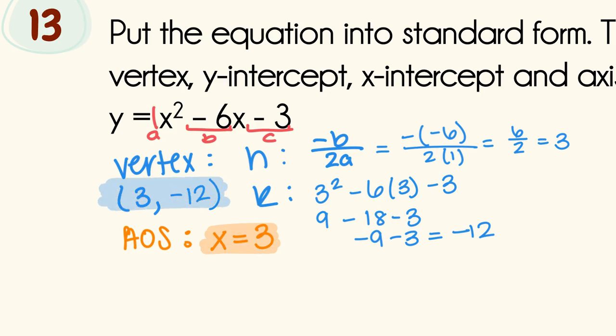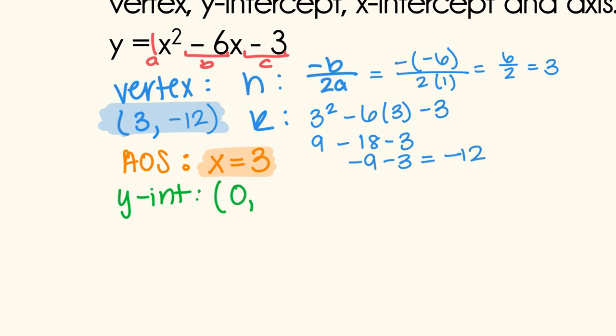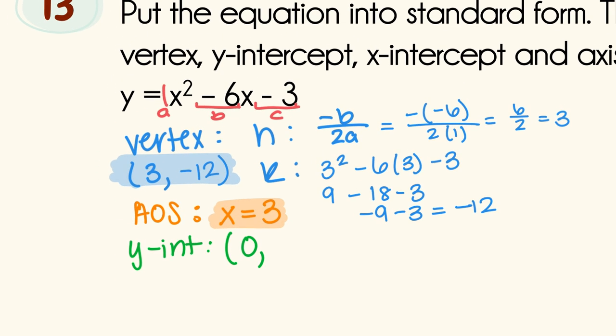And again, ordered pairs. All right, the next easy one that I can find is my y-intercept. Y-intercept is where I'm making x 0. So my y-intercept is going to be what? If I'm making x 0, what are my coordinates? 0, comma, what? Negative 3. Remember, for y-intercept, you're always taking that c value. Okay, and then the last one is going to be my x-intercept.